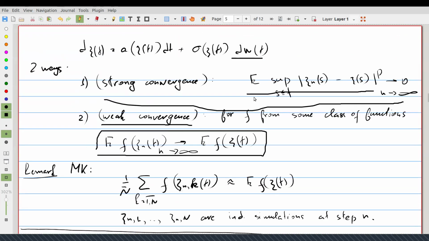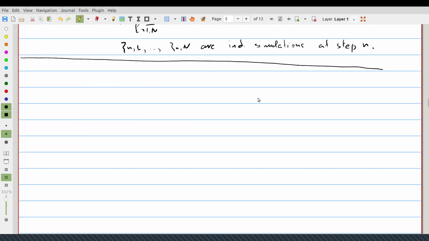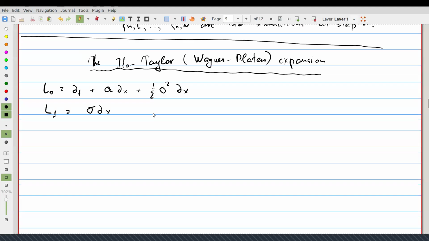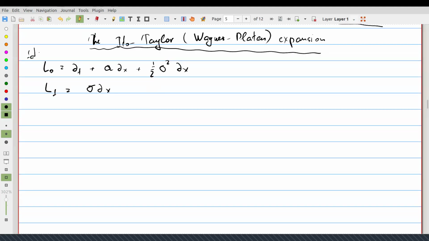Regardless of the way you're going to do this, the starting point is the following: the Ito-Taylor, or it's also called Wagner-Platen expansion. So let's formulate what it is. Let us define two differential operators. I will denote L0 as a d/dx plus 1/2 sigma squared d²/dx², and L1 is just sigma d/dx. We are now considering the one-dimensional case for simplicity.